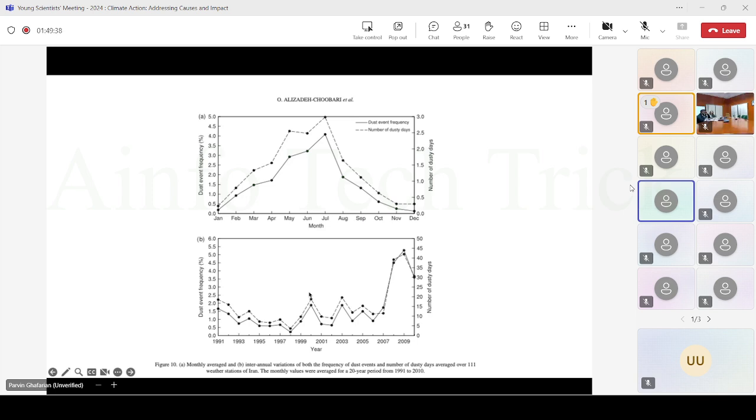And here, both measures show a general increasing trend over the 20-year period, suggesting a possible increase in dust activity in Iran.